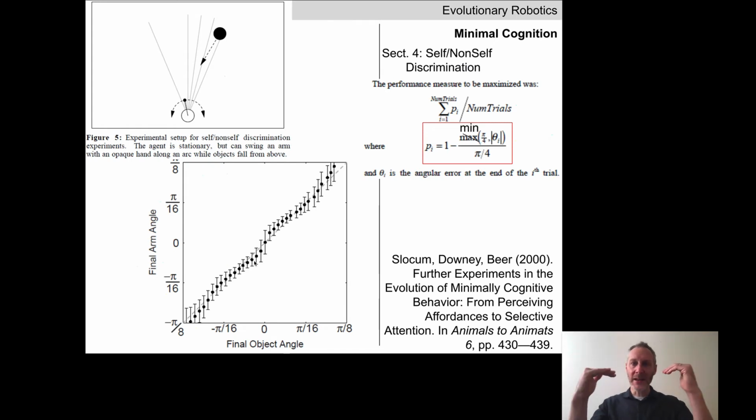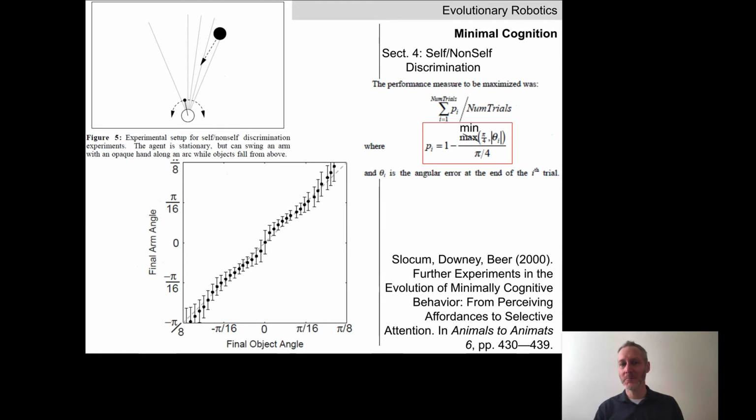Okay, back to minimal cognition. Let's move on to our second event. This one is something we've talked about already, which is one of the first things that human agents, babies, have to do when they're born: figure out where I end and where the world begins, right? Discriminating between self and non-self. We saw a robot learn to do this.